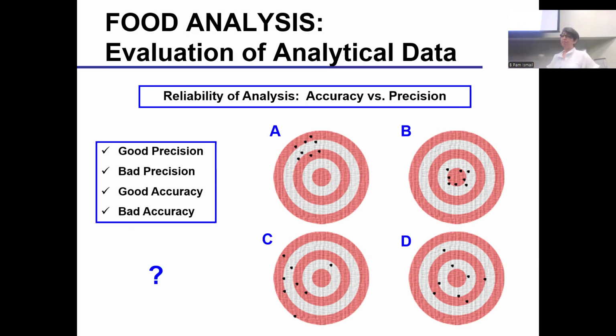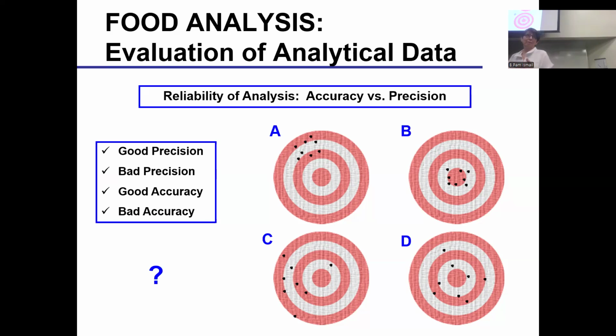Okay, so tell me, A, is it representing good precision, bad precision, good accuracy, bad accuracy? Okay, handle. Exactly. So A is good precision, all your replicates close to each other, but they're away from the dot. So they're not accurate.